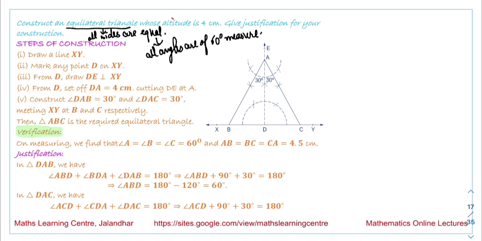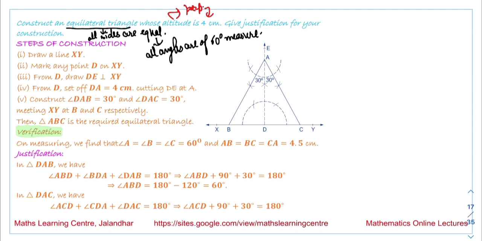Altitude means that from a point, when we draw the perpendicular, its length is to the opposite side from one vertex. We are drawing the perpendicular on the opposite side, then the length of that altitude is 4 centimeters, which is given to us.